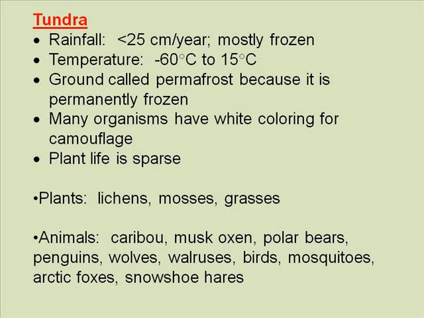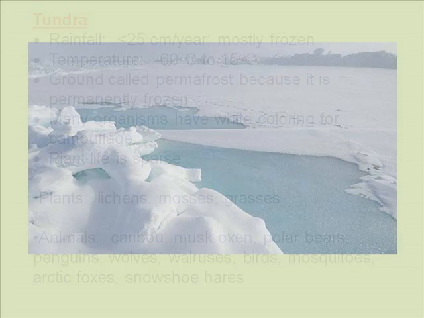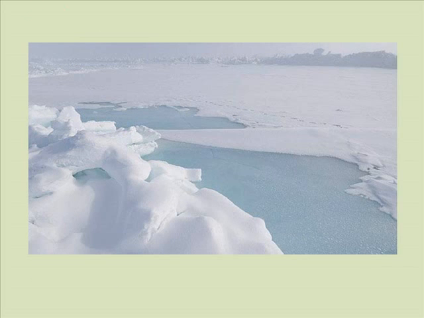Most of your animals that live here are going to have a white coloring for camouflage, and during the harshest part of the year, they will either hibernate, sleep through winter, or they will actually migrate to a little area that's a little bit warmer that has food that they can live off of. Here's a picture of a tundra biome.